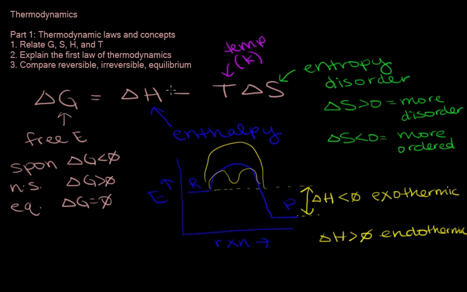Okay, so these are the important players in this game. Delta G, delta H, T, delta S. And we're going to talk more about that in the next lecture. So just remember this. None of this should be new to you, but it's totally okay if it is.